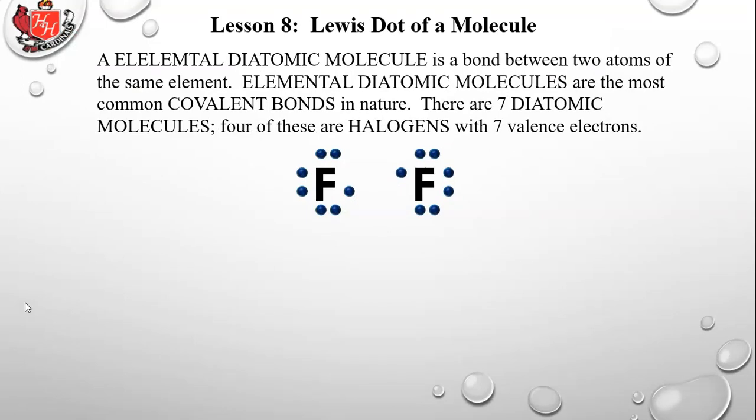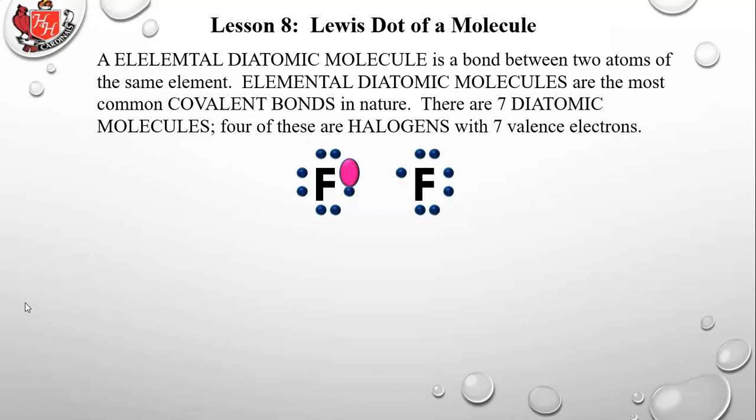An elemental diatomic molecule is a bond between two atoms of the same element. Elemental diatomic molecules are the most common covalent bonds in nature. There are 7 diatomic molecules. 4 of these are halogens with 7 valence electrons. So we've seen this earlier. So here's one of the 7 elemental diatomic molecules.